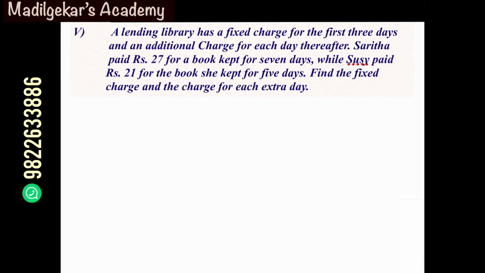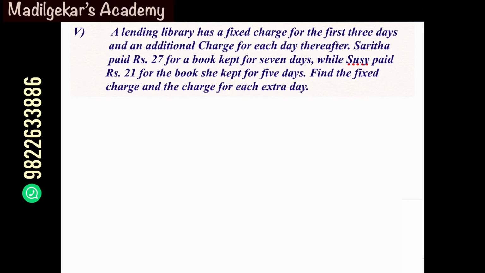Fifth bit. A lending library has a fixed charge for the first 3 days and an additional charge for each day thereafter. Sarita paid rupees 27 for a book kept for 7 days, while Susie paid rupees 21 for the book she kept for 5 days. Find the fixed charge and charge for each extra day.